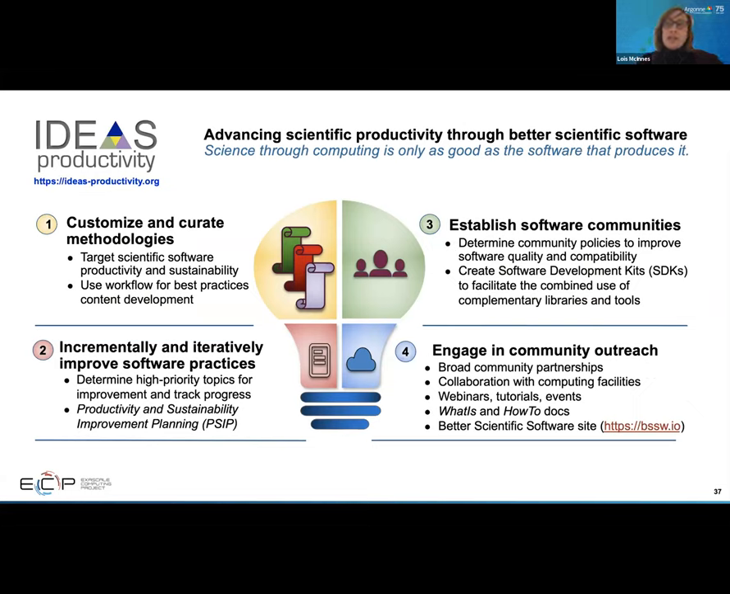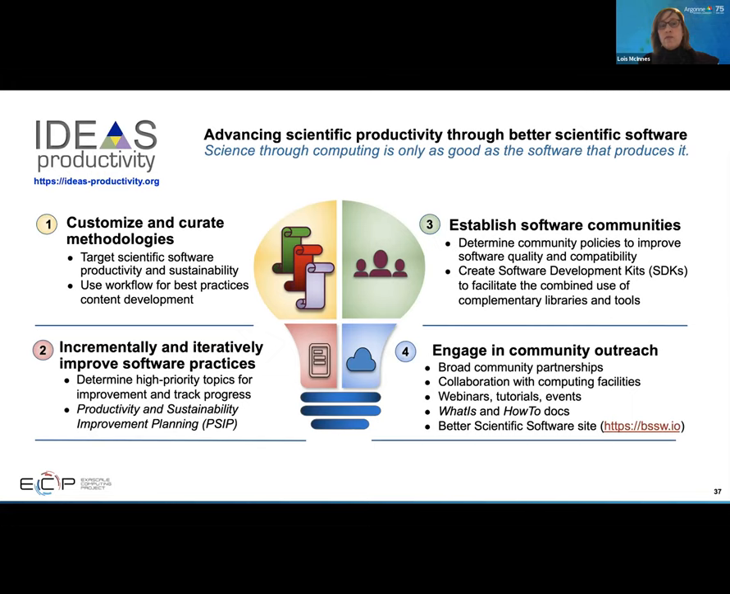So this now leads into an opportunity to talk about how we in the Exascale Computing Project are trying to deal with some of these challenges in developing high quality software. And the IDEAS project was started prior to ECP, but has really grown into a central element of work in the Exascale Computing Project by helping our teams to identify some of the bottlenecks in their software practices and then work to overcome those in order to advance overall productivity and sustainability of software.